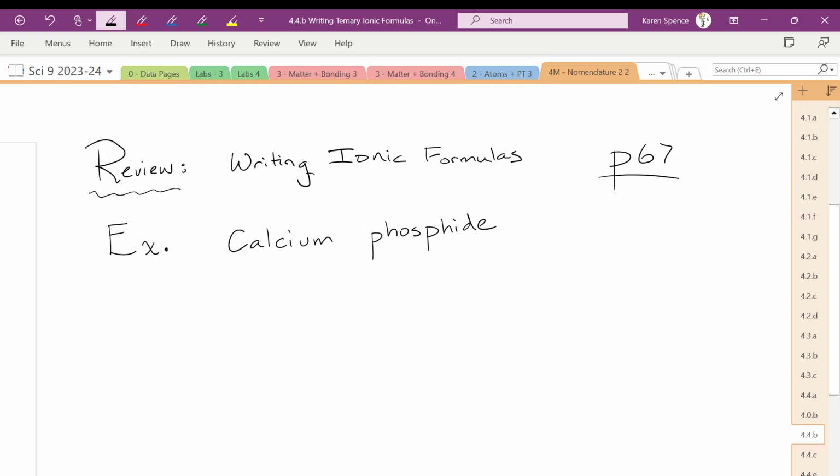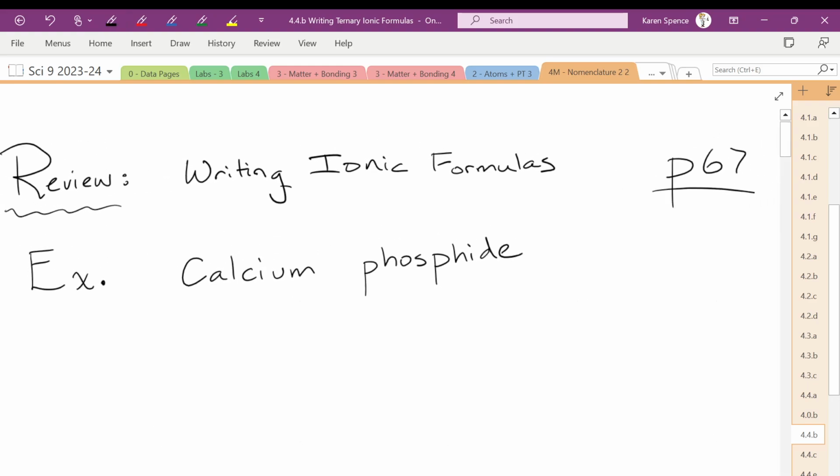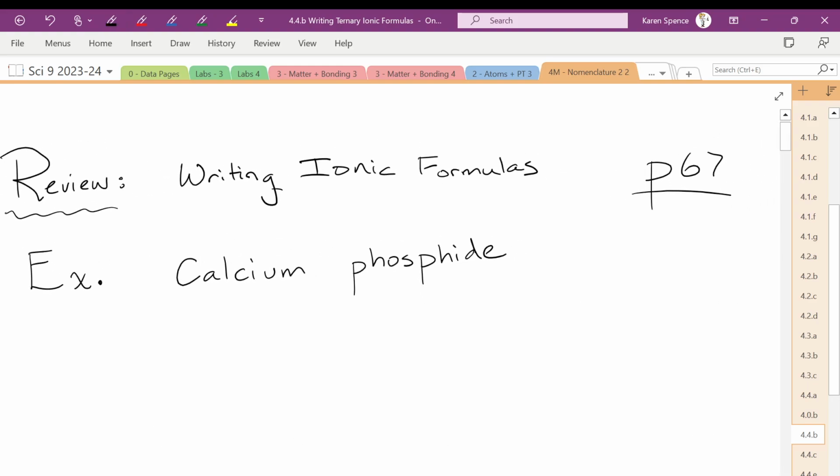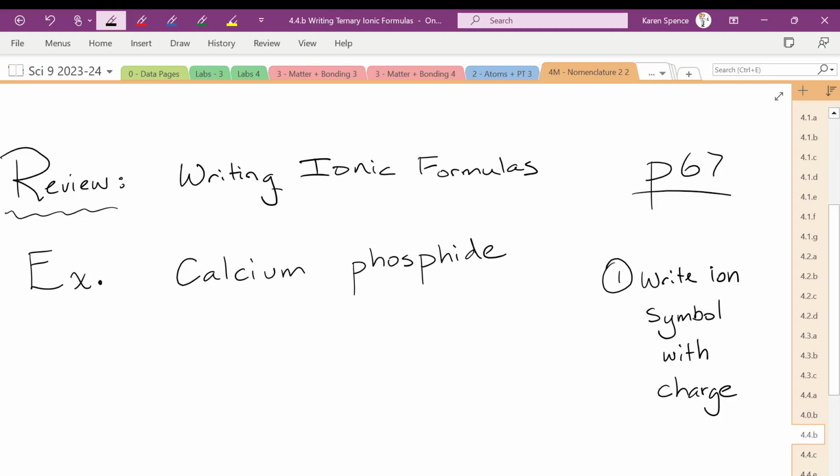So we are looking at the compound calcium phosphide. So its name is calcium phosphide, and we're going to be going backwards to find the formula. So if you remember, the first thing to do is to write the ion symbol with the charge. So let's go find the ion symbol for calcium. You'll want to have your periodic table out.